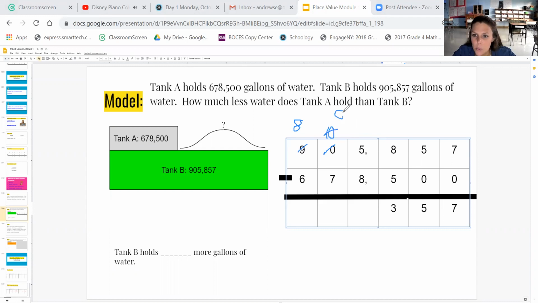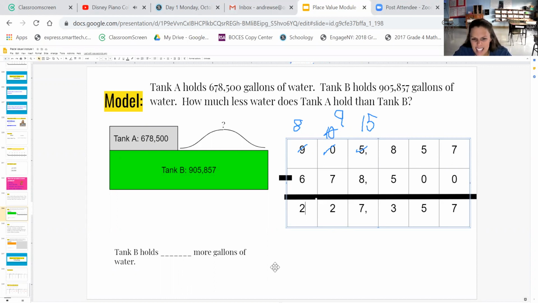So let's take it away and borrow from it. So now I have 15 minus 8. 15 minus 8 is 7, so I'll put that in there. 9 minus 7 is 2, and 8 minus 6 is 2. Now, this shows the difference of how much more water tank B holds.